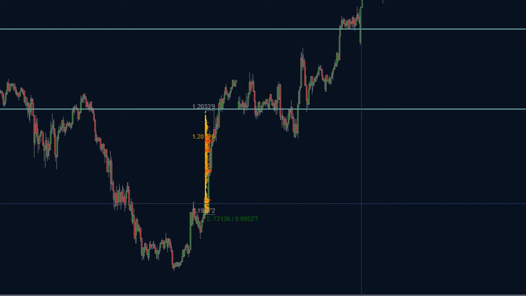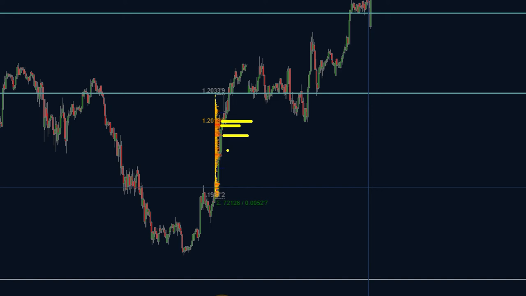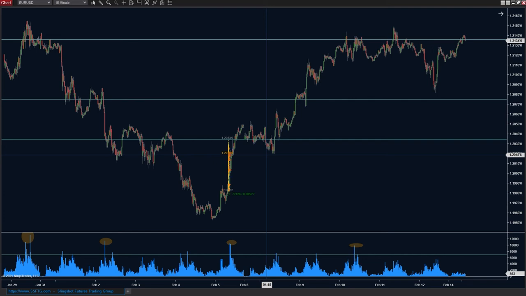Fairly obvious. The big chunk of volume is here and here, but there are a couple extra little nodes in there that we could mark up. So there's a few, but the POC, if we're just sticking with the simplest approach, would be right there on that move. So that's the largest point in volume.